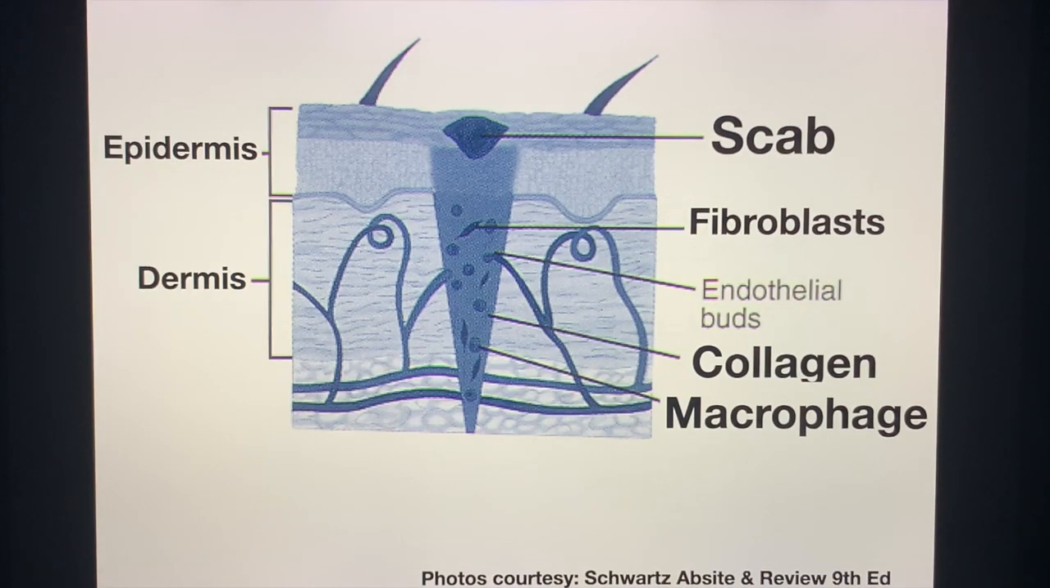Now here is the scab that you have, the fibroblasts, endothelial cells, and the macrophages now come in. So always remember, during acute inflammation, it's your polymorphonuclears. And as the inflammation progresses, it's when the macrophages come in.